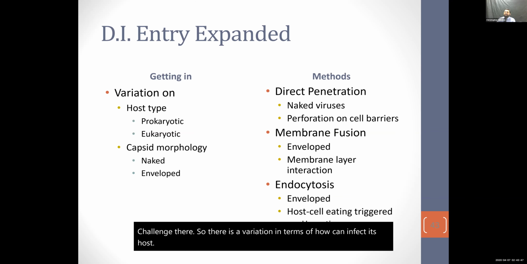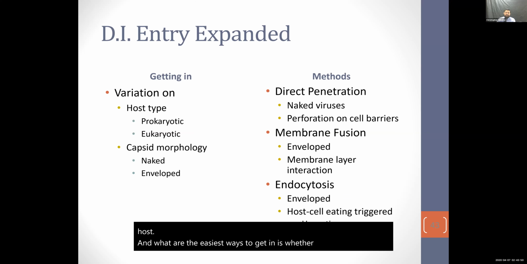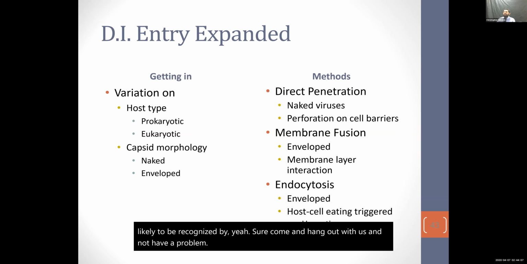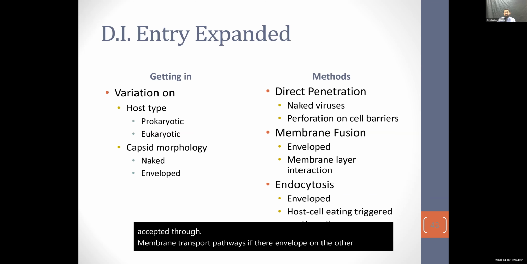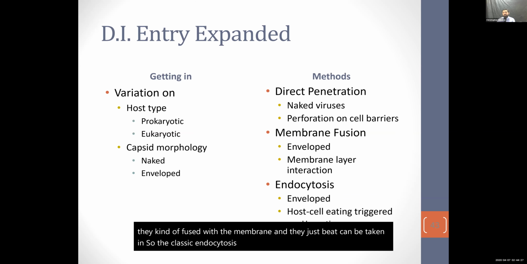And one of the easiest ways to get in is whether or not that virus is naked or enveloped. When it's enveloped, keep this in mind, it looks like the host. Remember, wolf in sheep's clothing. So it pretends to look like it, and so it's more likely to be recognized and go, yeah, sure, come and hang out with us, and not have a problem. So when the viruses are more or less naked, they have to cut a hole through it so they can be internalized, or they can be accepted through membrane transport pathways. If they're enveloped, on the other hand, they fuse with the membrane and they just can be taken in. So the classic endocytosis pathways that you've seen before. So keep that in mind.